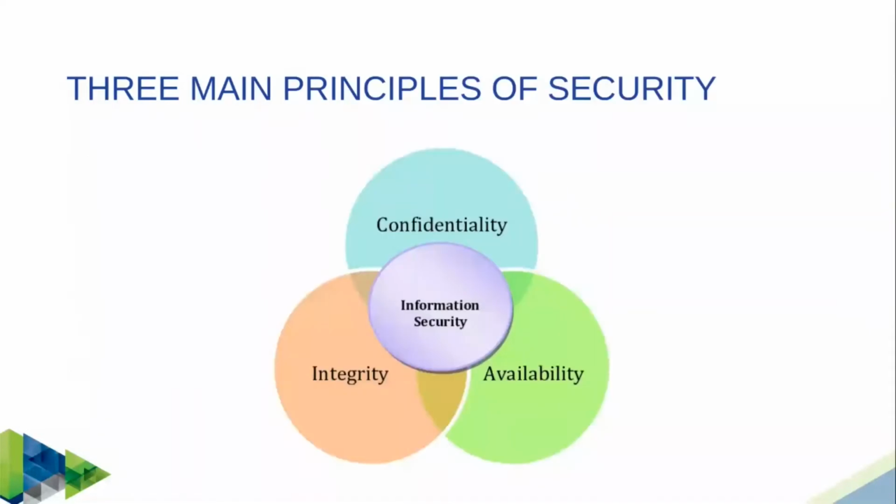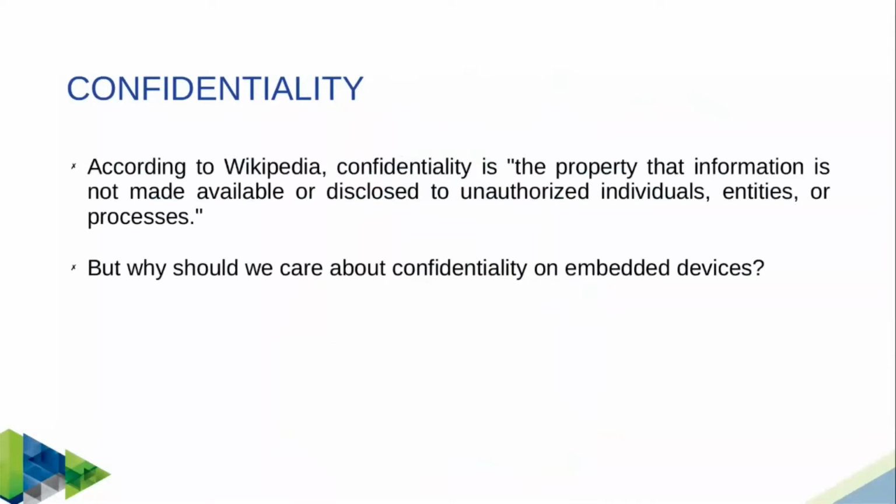Some people say that confidentiality, integrity, and availability are the three main principles of security. And when we talk about encryption, we are really talking about confidentiality, right? If we go to the Wikipedia page, what they say about confidentiality is the property that information is not made available or disclosed to unauthorized individuals, entities, or processes. That's the concept of confidentiality. You want to hide something from someone, right?